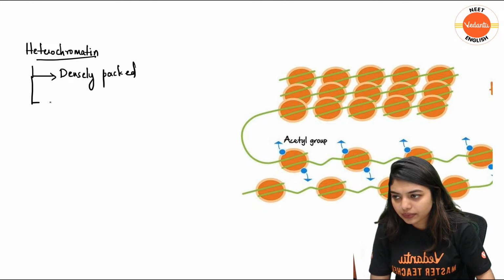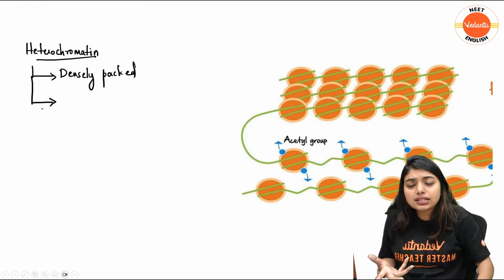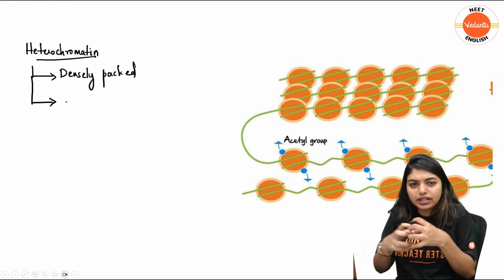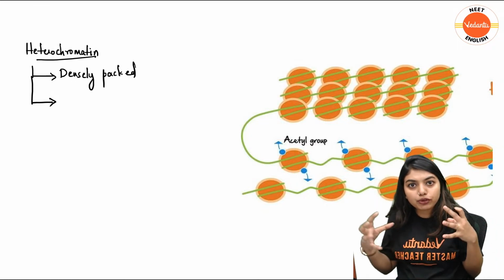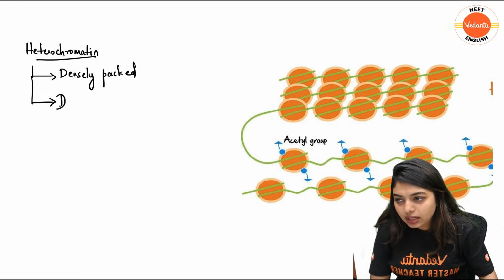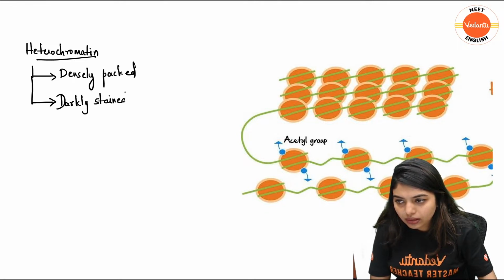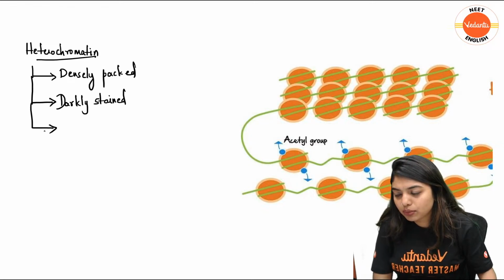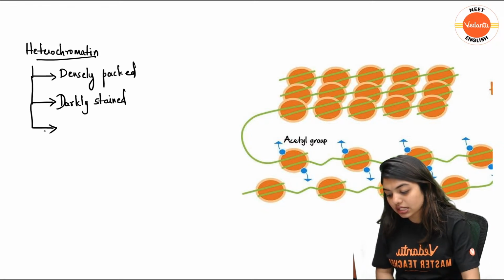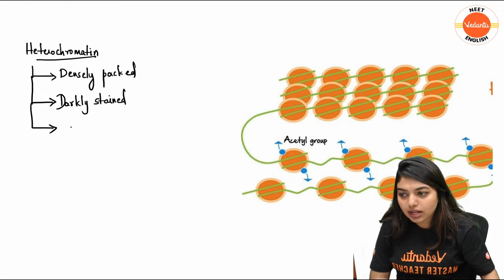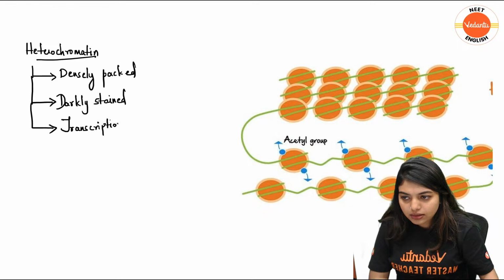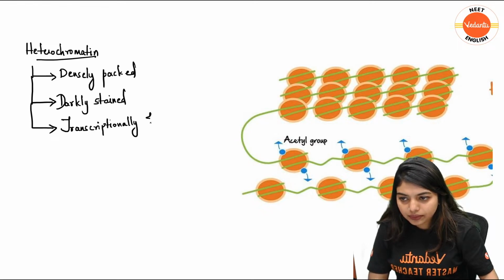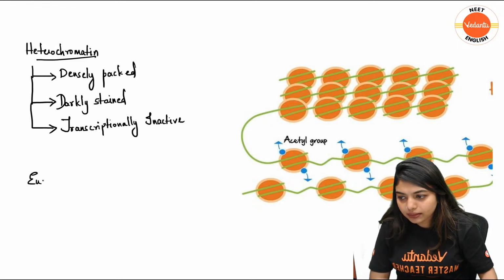Densely packed. Because it is densely packed, it will be darkly stained. Is it understood? If something is kept very close to each other and I put a stain, what will happen? It will look dark for me, right? It will be darkly stained. Then students, one more thing: is it transcriptionally active or transcriptionally inactive? Your heterochromatins are transcriptionally inactive. Okay, then you have euchromatin.